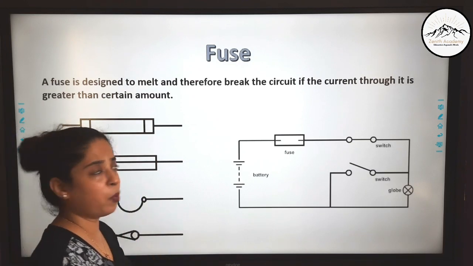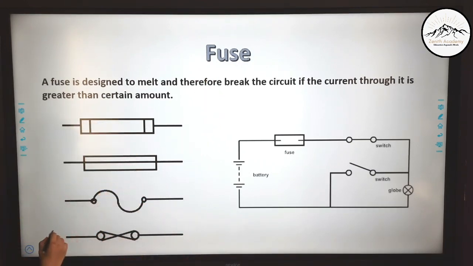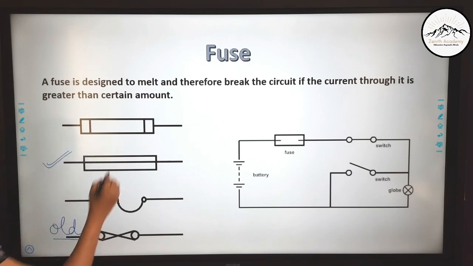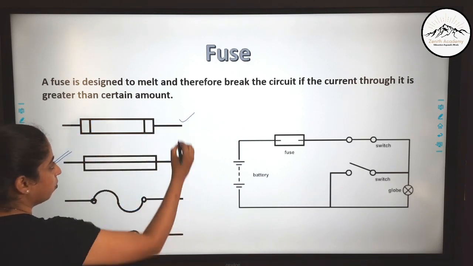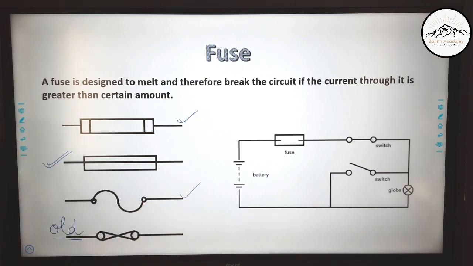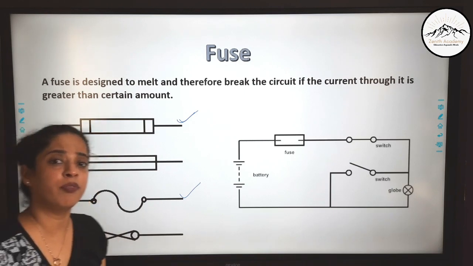Now, a very important component, that is fuse. These are the different symbols of fuse. This is the old symbol of fuse. This is the new symbol of fuse. But these symbols of fuse are also used in many of the circuit diagrams. For us, we will use this symbol of fuse. Now, what is a fuse?